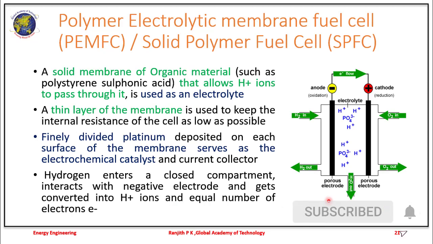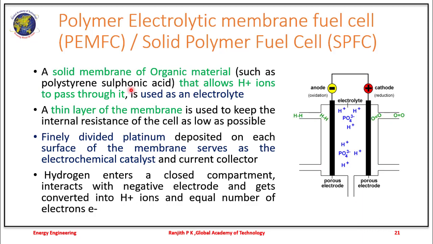The next type of a fuel cell is a solid polymer fuel cell. So here a solid membrane of the organic material, usually some acid is used that allows the hydrogen ions to pass through it, which is used as an electrolyte. A thin layer of membrane is used to keep the resistance low. So the membrane here is kept as thin as possible, to reduce the internal resistance.